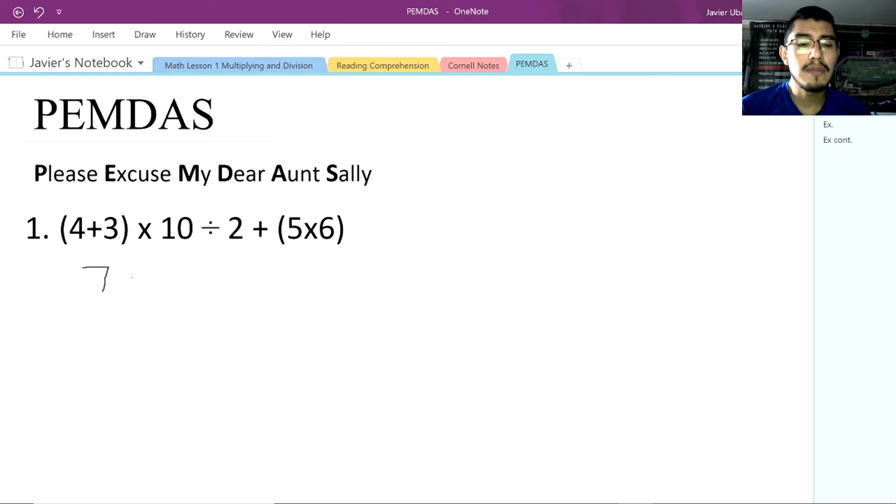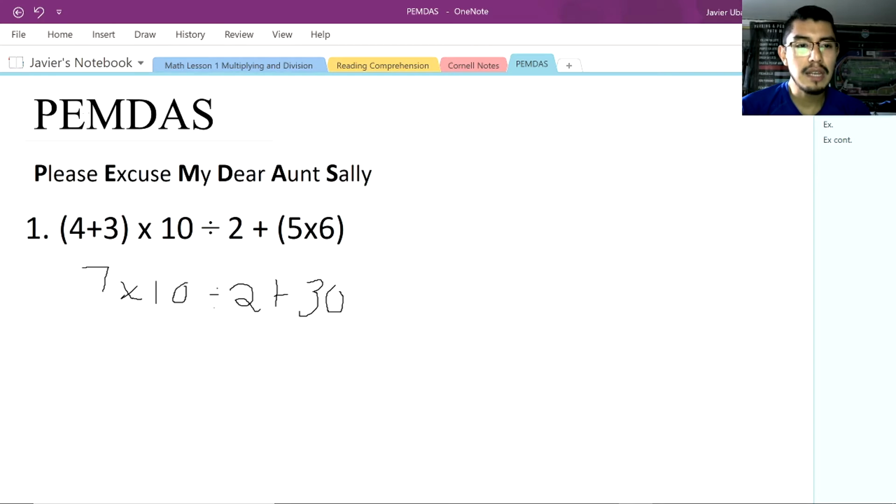You're gonna put 7, and then you're gonna write the rest: times 10 divided by 2 plus, then you do 5 times 6, which is 30. Sorry for my writing. Now that you have that, now we have multiplication, division, and addition.